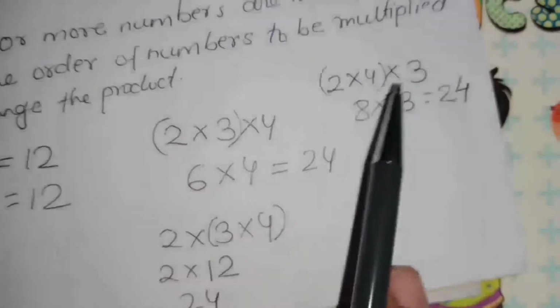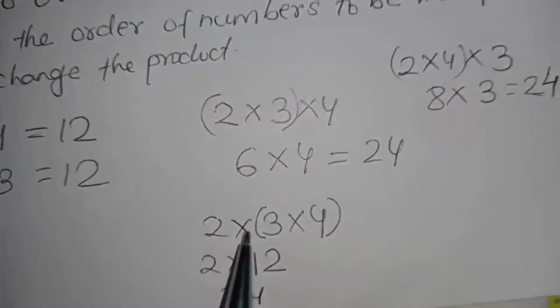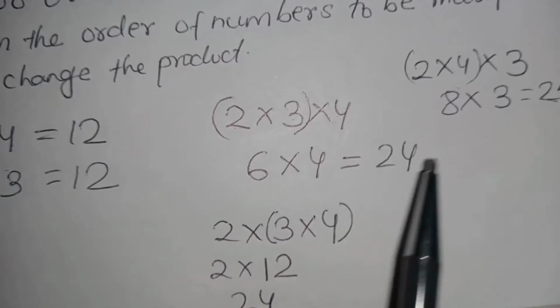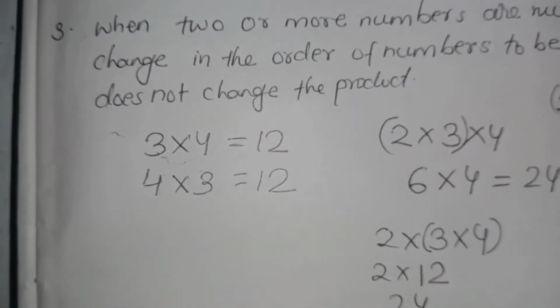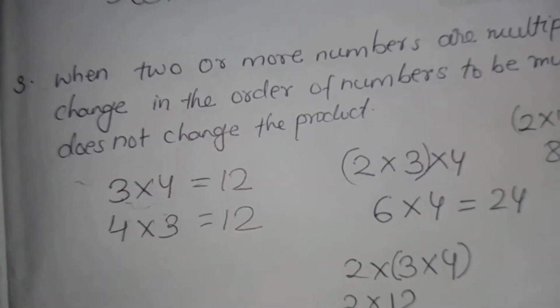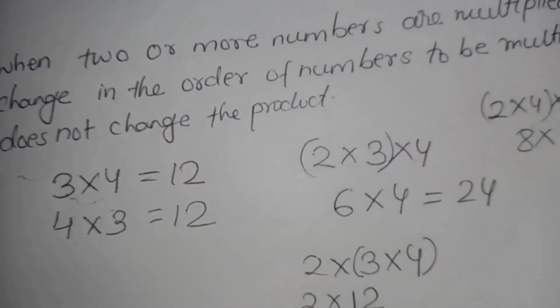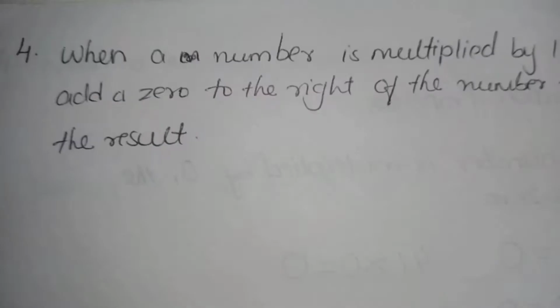So in all the cases, can you see the answers are the same, the product is the same. I have changed the grouping, I have changed the order, but still I have got the same answer. So by this property number 3, we can say that if we multiply two or more numbers and change the order of the numbers, the product will not change. The product will remain the same. Now let's see the next property.